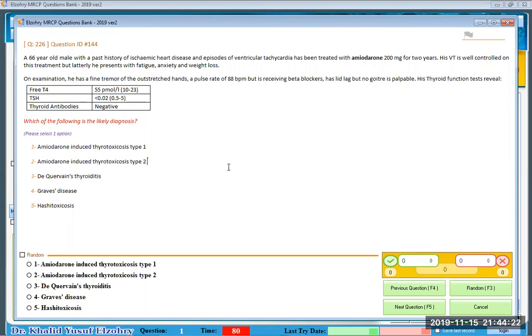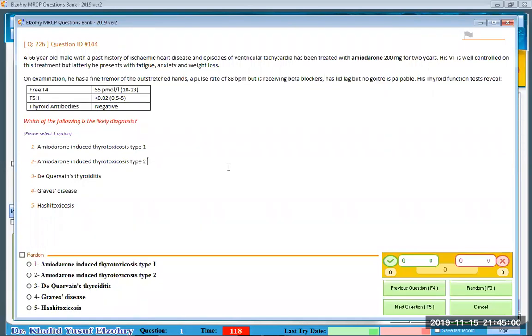On examination, he has a fine tremor of the outstretched hands, a pulse rate of 88 beats per minute but is receiving beta blockers, has lid lag, but no goiter is palpable. His thyroid function tests reveal free T4 55, TSH less than 0.02, thyroid antibodies negative. Which of the following is a likely diagnosis? Amiodarone-induced thyrotoxicosis type 1, amiodarone-induced thyrotoxicosis type 2, De Quervain's thyroiditis, Graves' disease, Hashitoxicosis.